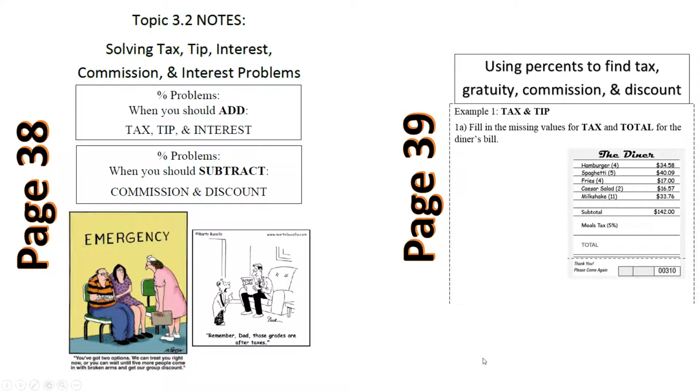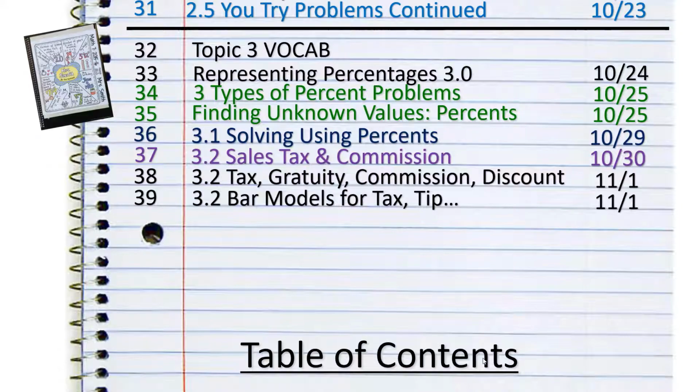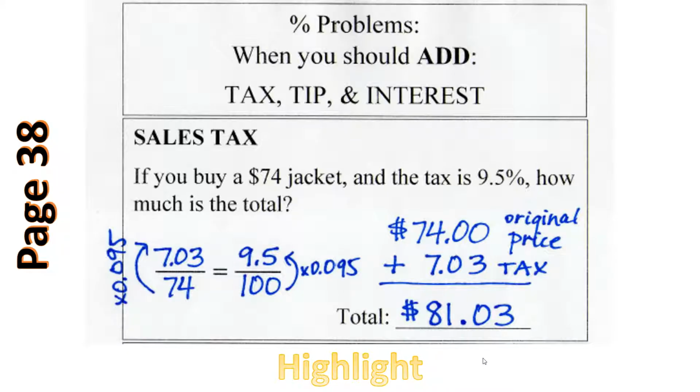Today's lesson is a continuation from the last lesson. So we're going to do tax and commission again, and we're going to add on tip and discount problems. So please update your table of contents for page 38 and page 39.